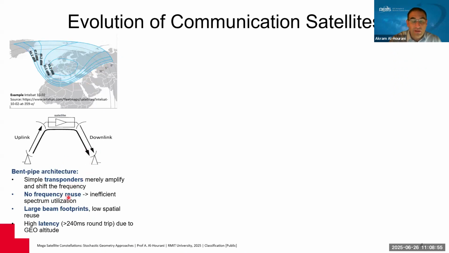It's a very low efficiency. So it's very inefficient in using the spectrum. Also, these are covered by geostationary orbits, meaning the latency is at least 240 milliseconds for a round trip.